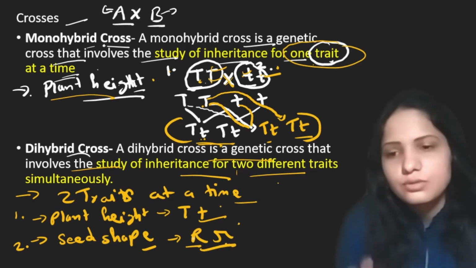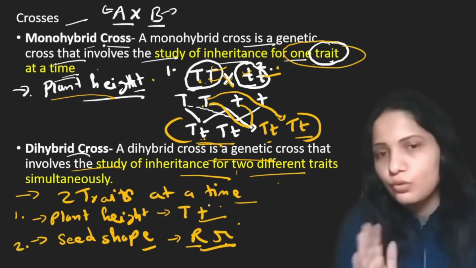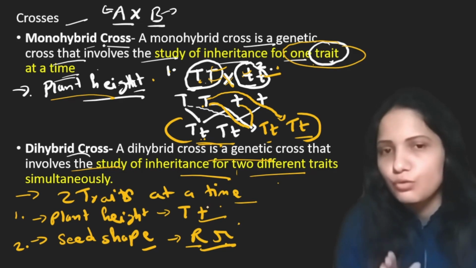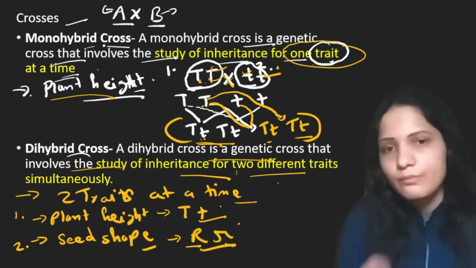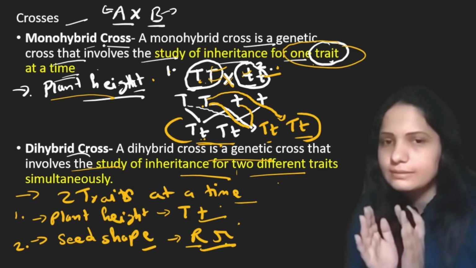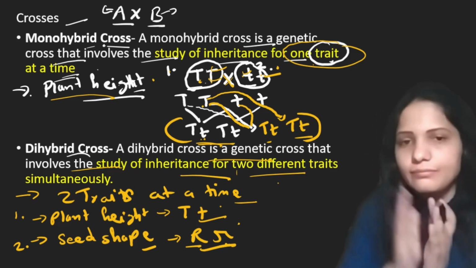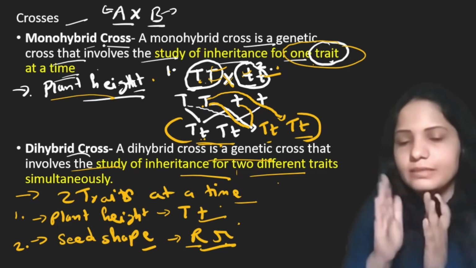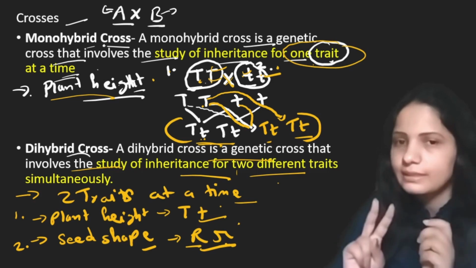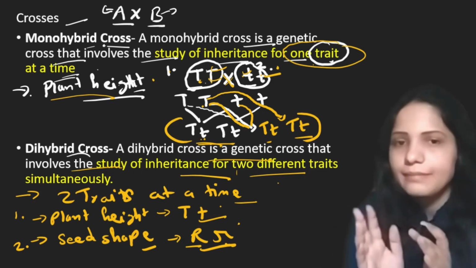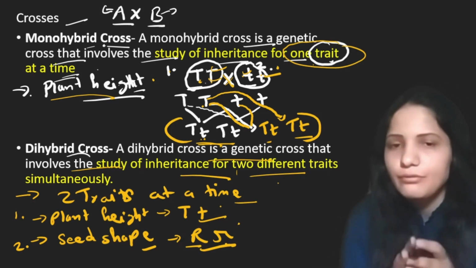This dihybrid cross and monohybrid cross we will discuss in an upcoming slide in detail. This is just to make you clear that we have two types of crosses: monohybrid cross and dihybrid cross. In monohybrid cross, we consider only one trait at a time, like I have told you with the help of example. But in dihybrid cross we consider two traits at a time. Di means two, hybrid means cross. So here we have two crosses.